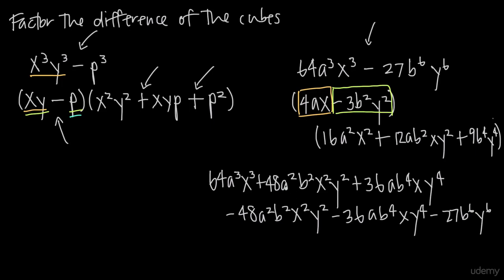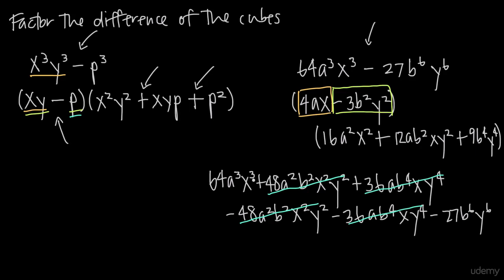Notice here that we have a positive 48a squared b squared x squared y squared and a negative 48a squared b squared x squared y squared. These two are going to cancel. That'll net to 0. We also have a positive 36a b to the fourth x y to the fourth and a negative 36a b to the fourth x y to the fourth. When we add those together, they become 0.